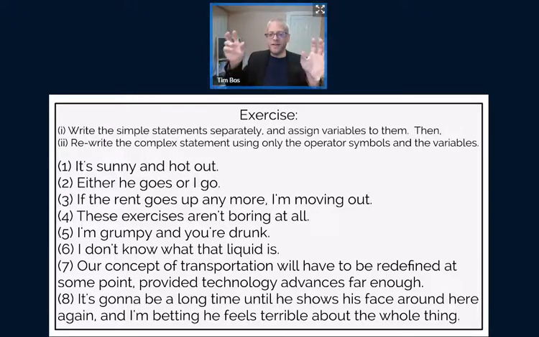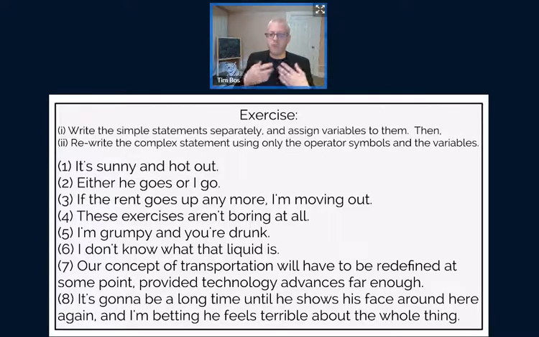There's no dependence of one statement on the other. But in a conditional, what you're asserting is a dependence. You're saying, this is true if this is true, right? Or if this is true, then this is true. You're saying there's a relationship between these two statements. So if that's what's going on, you're probably dealing with some sort of if-then statement.